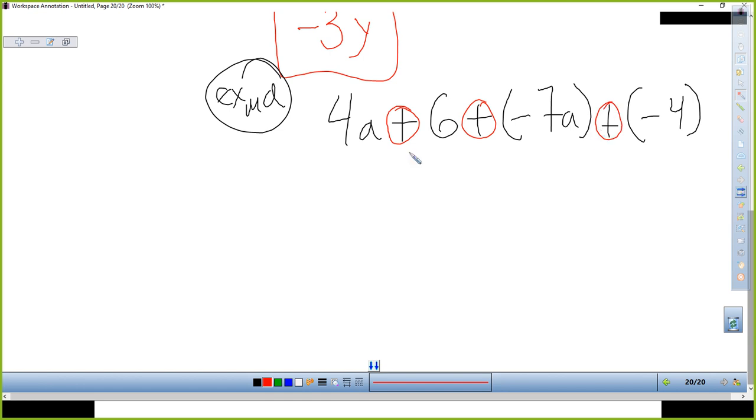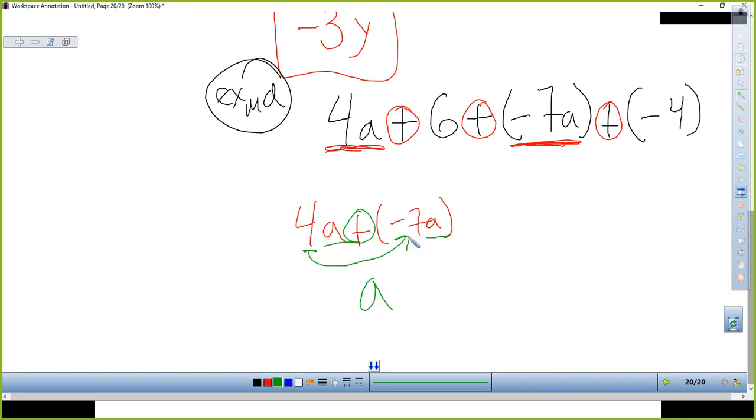The first one has an a. Is there another one that has an a? Yes, it's right there, Mr. Q. Okay, I'm going to write it down over here. 4a plus negative 7a. Both of them have a, so I write a. There's addition, opposite numbers, yes. So 4 of these cancel 4 of those, and we're left with negative 3.